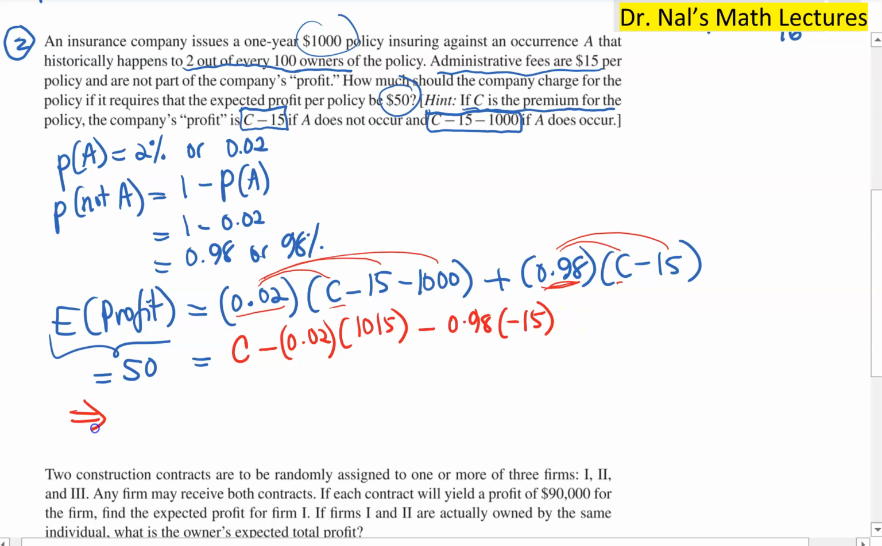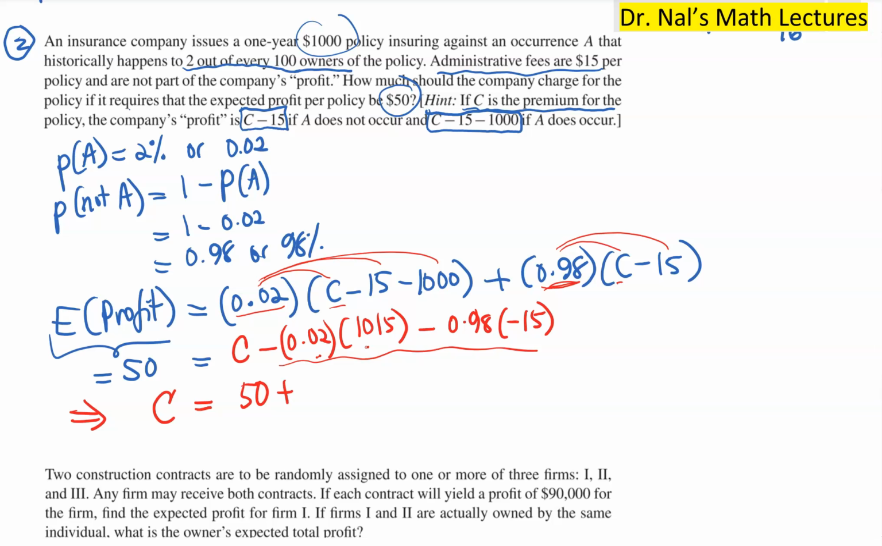Anyhow, so this implies, so we still have 50 on the left hand side. On the right hand side, well, you know what, we can move everything to the left hand side, right? So therefore on one side of the equation we will be left with the amount that the insurance company should charge, the premium, and that's equal to what? That's going to be equal to 50 plus, after we move this to the left hand side, 0.02 times 1015. Let me see if I have a calculator in front of me. Yes, I do have one.